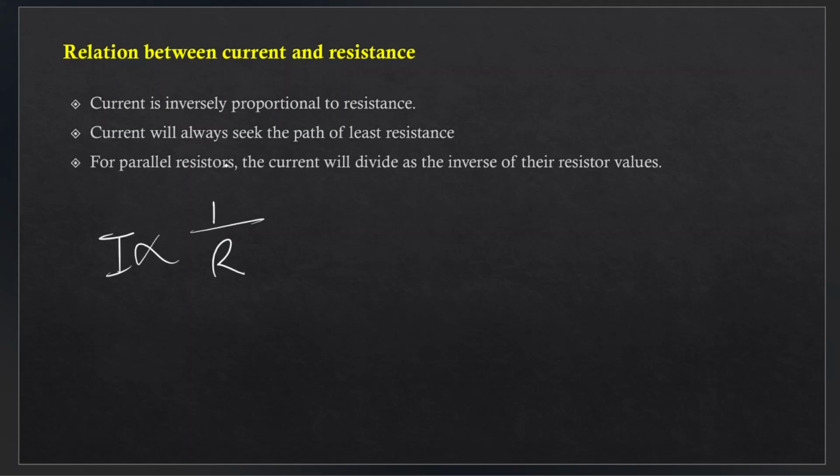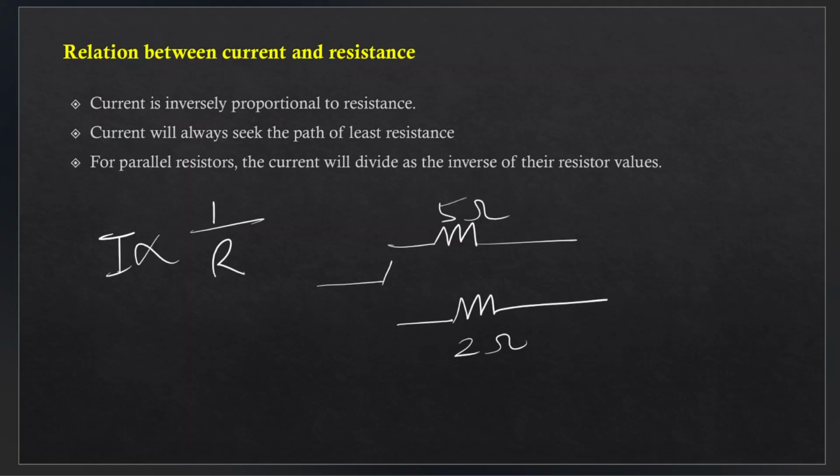And the current will always seek the path of least resistance. So if we have two pathways in the circuit, say one path has 5 ohm resistance and the other path has, let's say, 2 ohm resistance, okay, and the current has a choice here. It's a fork. The current comes from here. Now this is a fork. Which direction will the current go?